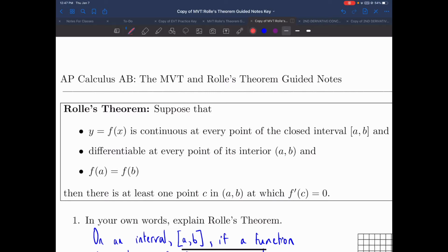It says, suppose that y equals f of x is continuous at every point of the closed interval a to b, and differentiable at every point of its interior a to b. Those two statements are a condition for a lot of these things. If f of x is continuous and differentiable, and f of a equals f of b, then there is at least one point c in a to b at which f prime of c equals 0.